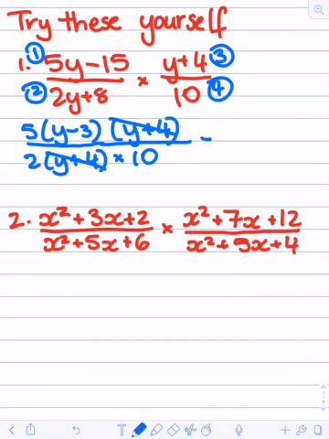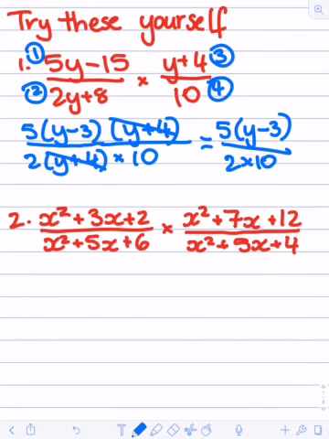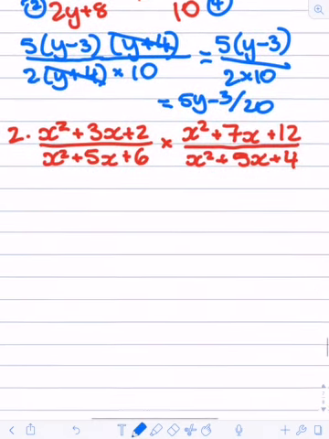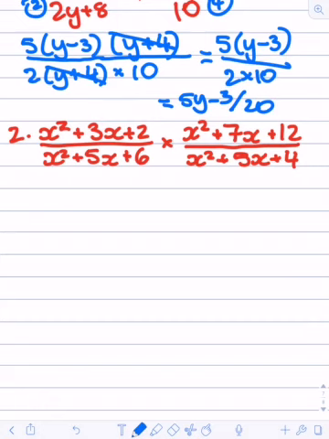Now, all I write as my final answer is what's left, which is 5y minus 3 over 2 times 10, which equals 5y minus 3 over 20 as my final answer. Okay, let's go through example number 2. Example number 2 is for quadratics. All right, again, I'm going to label it, let's use another color, as 1, 2, 3, and 4, so when I'm referring to them, you know what they are.